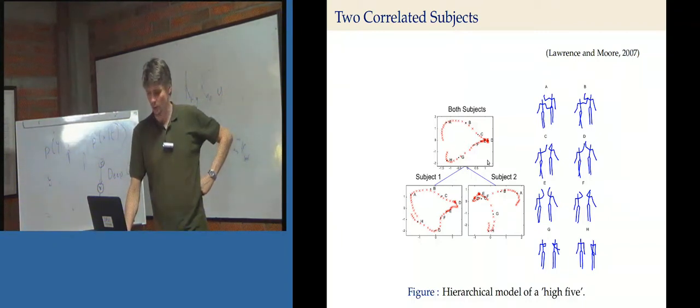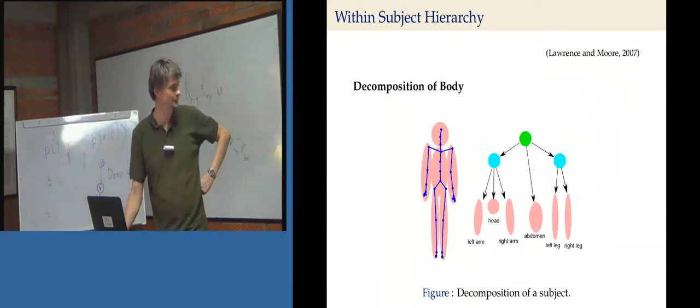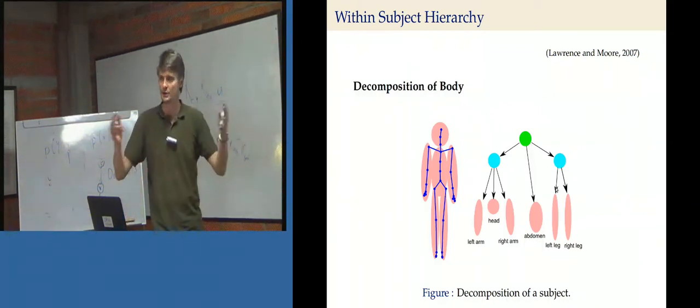And then we also had work where we looked at the body. So we had GPLVMs controlling the arms, the head, the abdomen, the left and right leg. And then a GPLVM controlling the upper body, a GPLVM controlling the lower body, and then a king GPLVM controlling the whole body. And the idea here was that we could then decompose the body into parts.